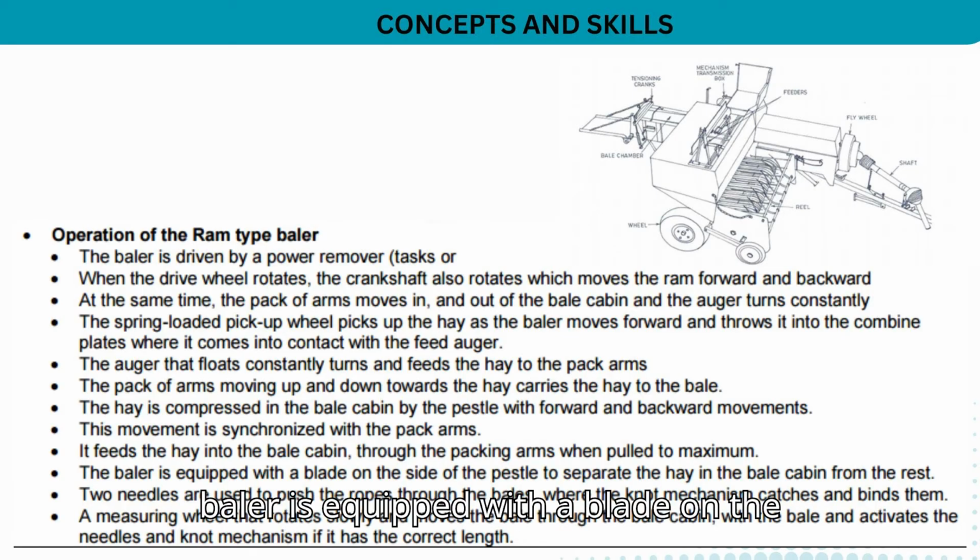The baler is equipped with a blade on the side of the ram to separate the hay in the bale chamber from the rest. Two needles are used to push the ropes through the bales, where the knotter mechanism catches and binds them. A measuring wheel rotates slowly and moves with the bale through the bale chamber, and activates the needles and knotter mechanism when the bale has the correct length.